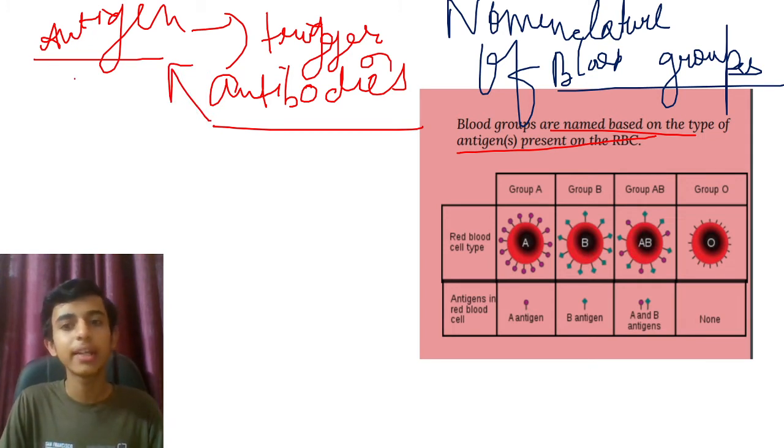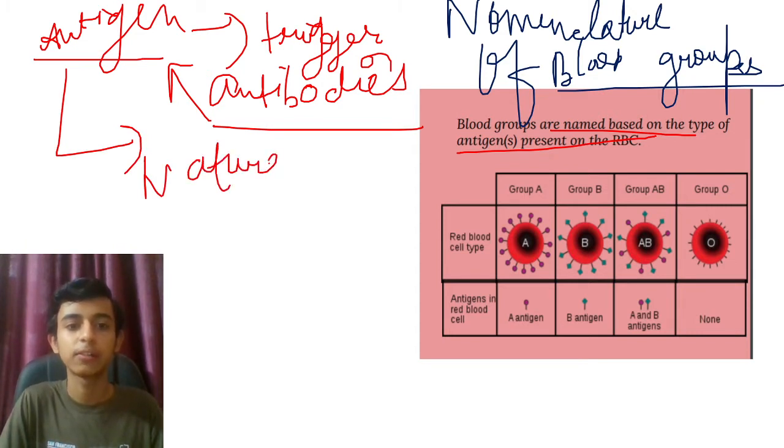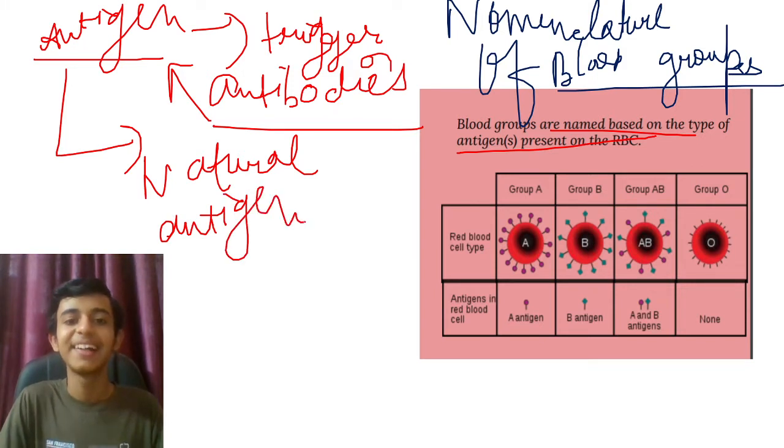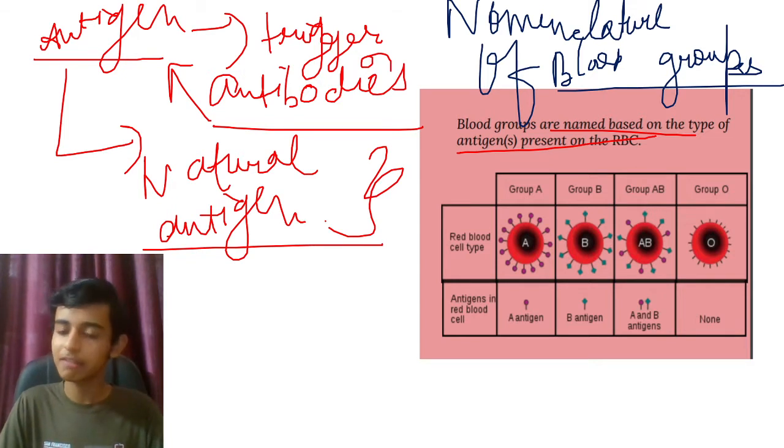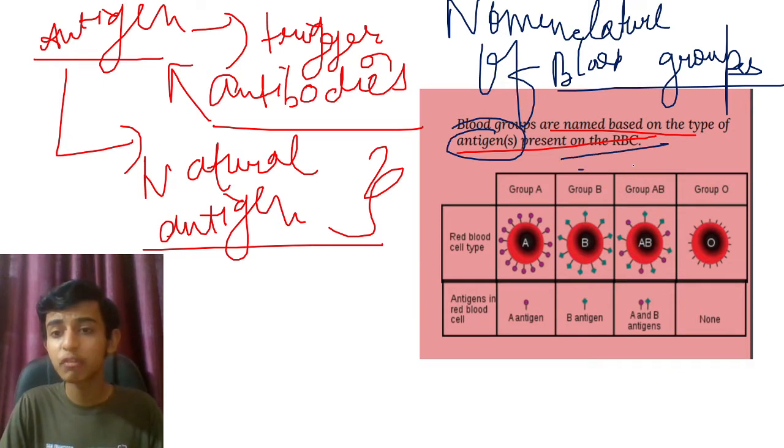Okay, so that is your antigen, but in this case, it is your natural antigen. Here the antibodies won't be formed because it is there in your body since you're born. So definitely it will be identifiable. But then what is this? Understand, this antigen is your natural antigen which is present on the surface of your RBC, on your red blood cells.